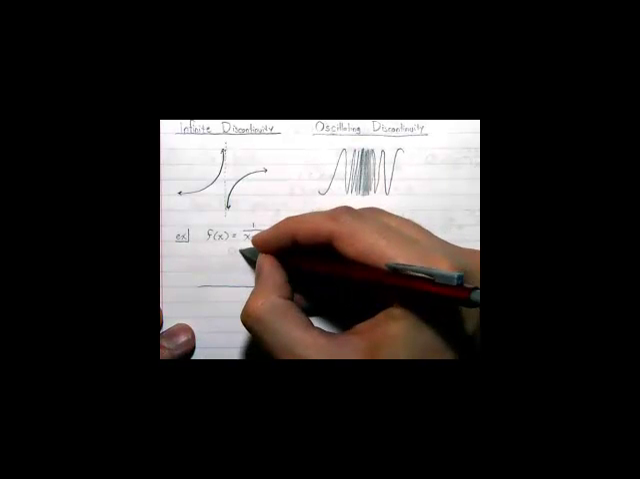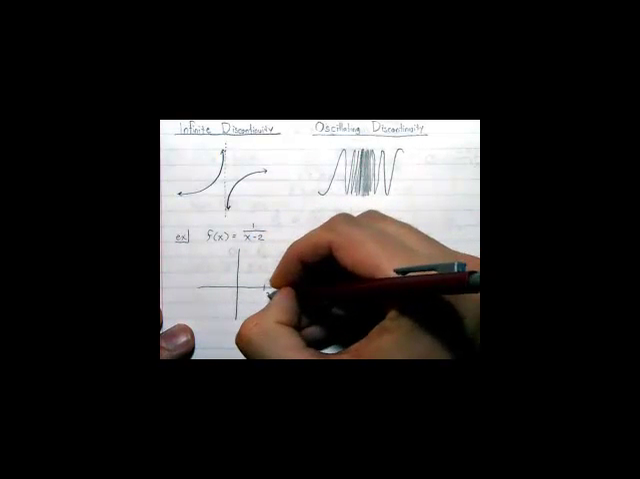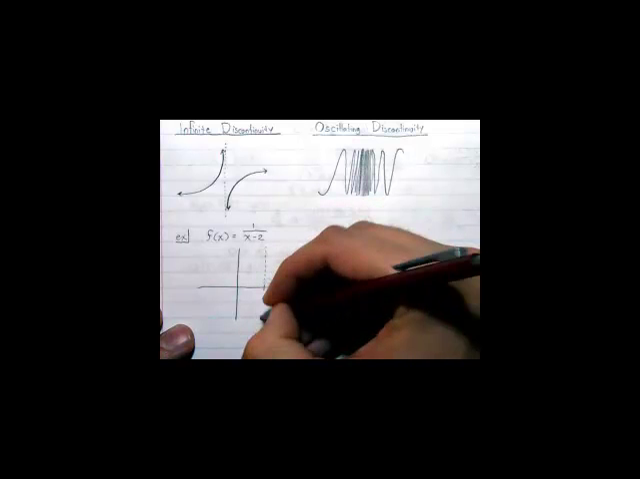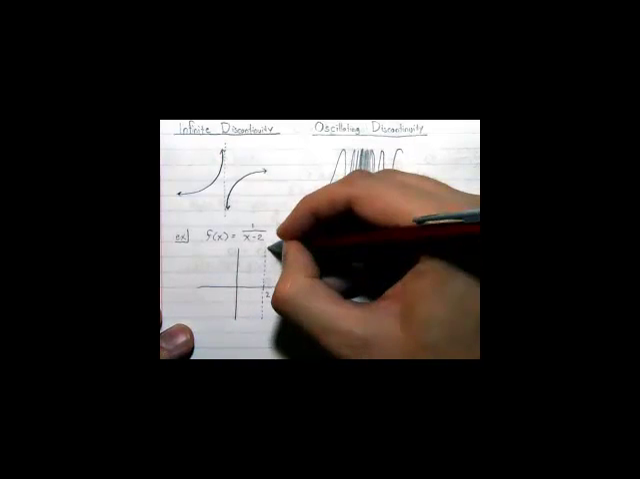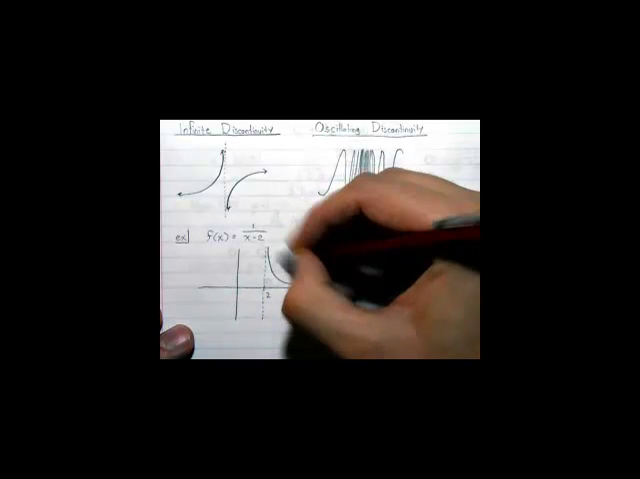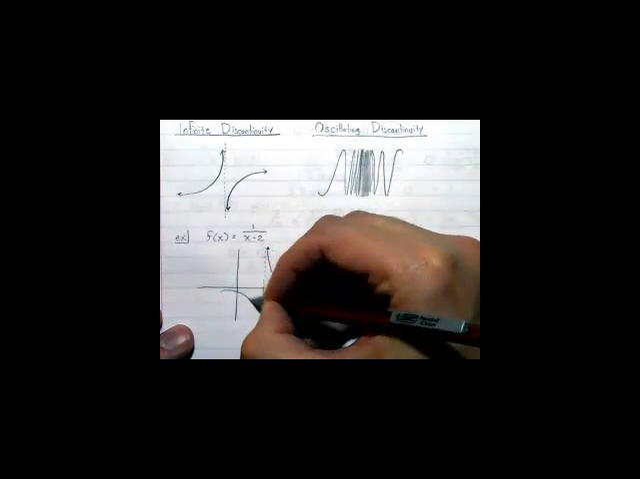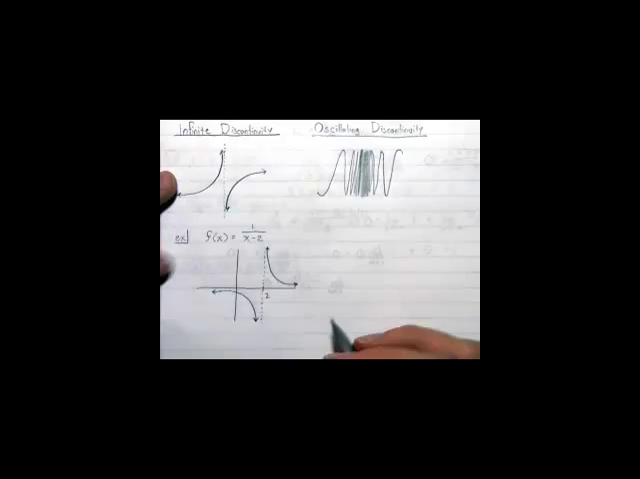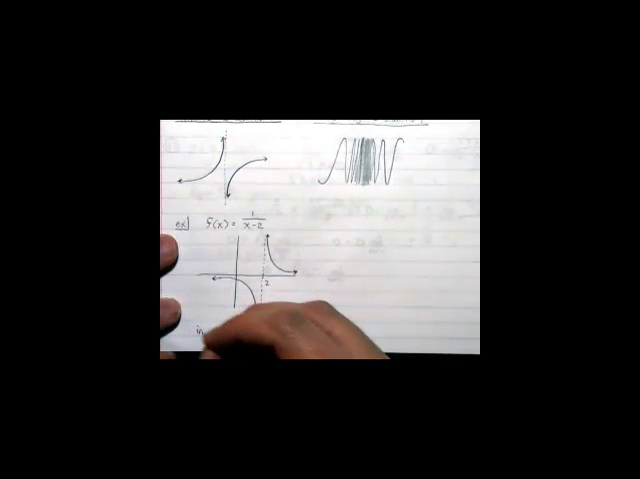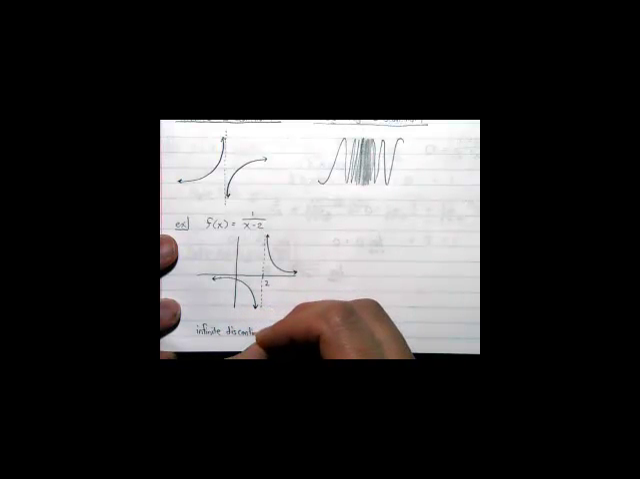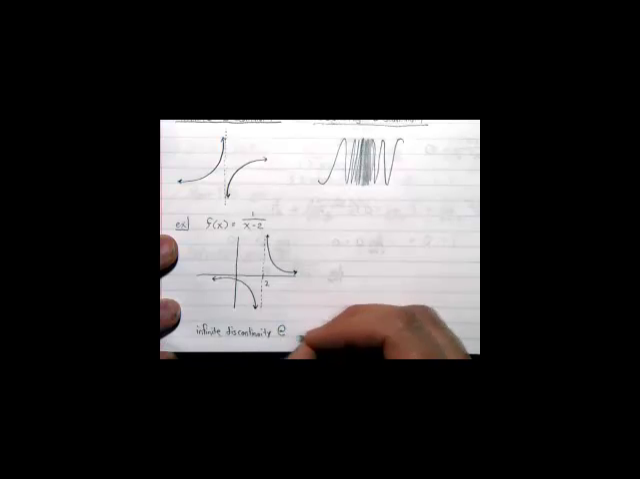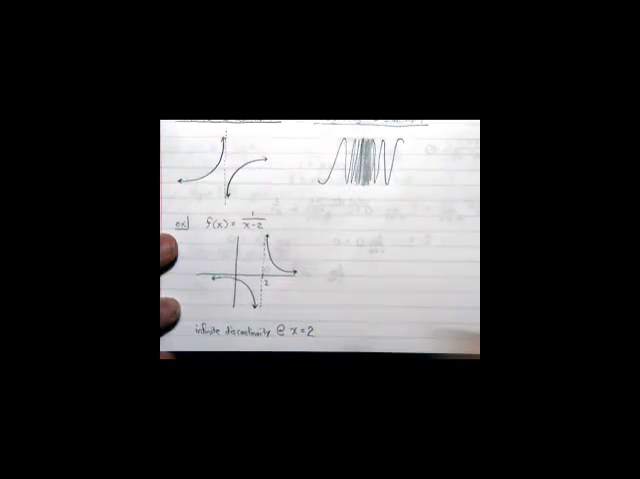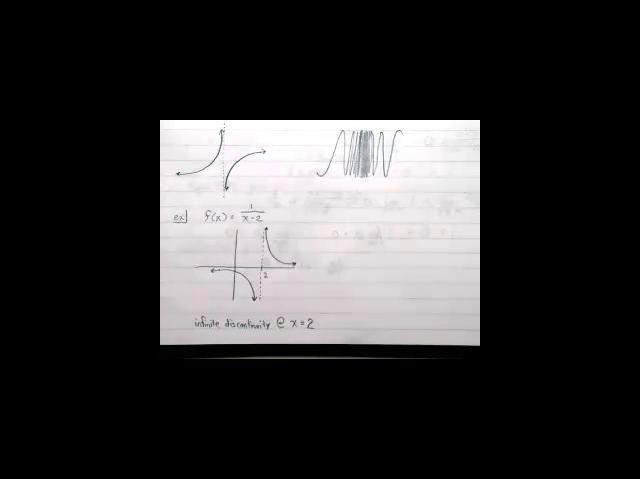All right, so the graph of this thing looks something like this. So we would say for this particular function, there's an infinite discontinuity at x equals 2. So 2 is where we're having the problem.